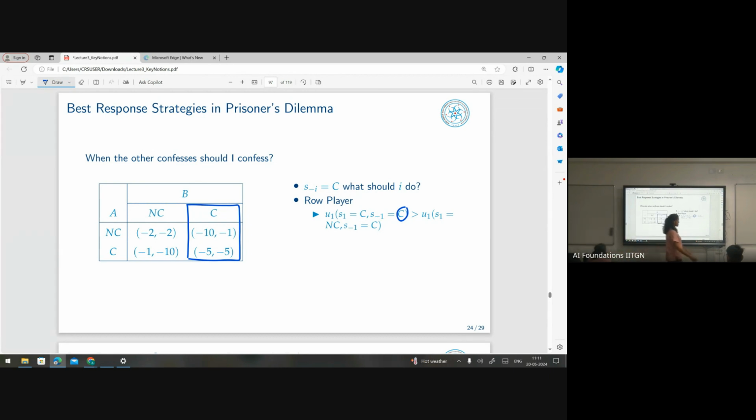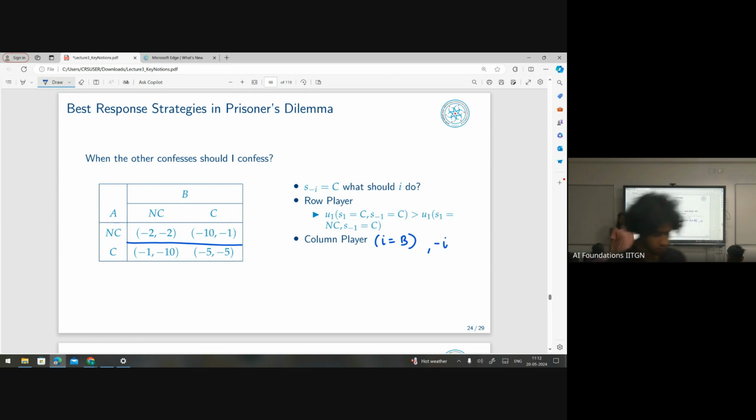Okay. Now similarly, this represents my row player's utilities, because I have fixed the column player's strategy. Now, if I have to argue the same about the column player, that means I am now the column player. I is equal to A, so minus I will be A. So now I have fixed the strategy of the other agent. The other agent has confessed. So what should I do?